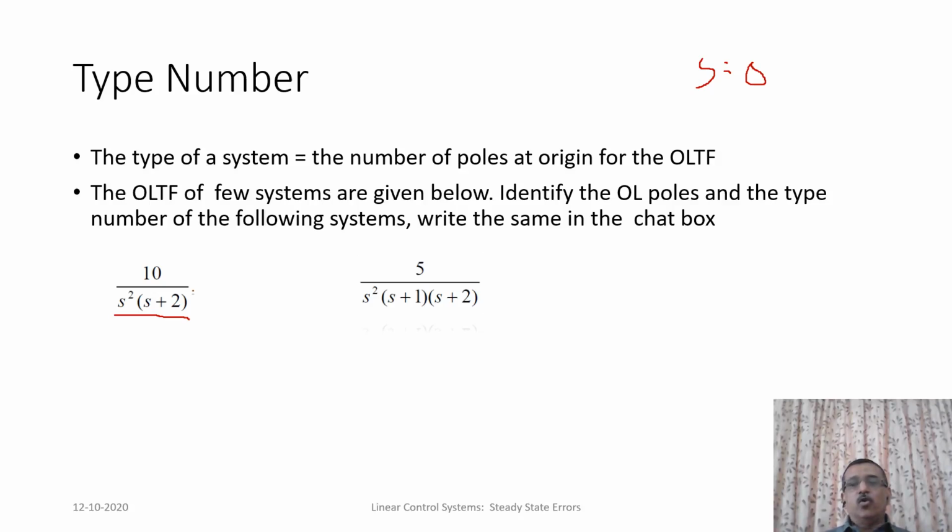So there are 4 open loop poles. S equal to 0, S equal to 0, again 2 poles at S equal to 0, then S equal to minus 1, S equal to minus 2. So there are 4 poles and 2 poles are at the origin. So what is the type number? Type number is 2.